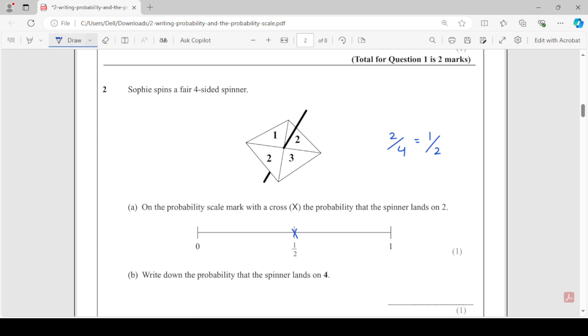Write down the probability that the spinner lands on 4. There are no 4s on this spinner. So there is no chance that the spinner is going to land on 4 because the only sides it has are 1, 2, and 3. So my probability of getting a 4 is going to be 0.